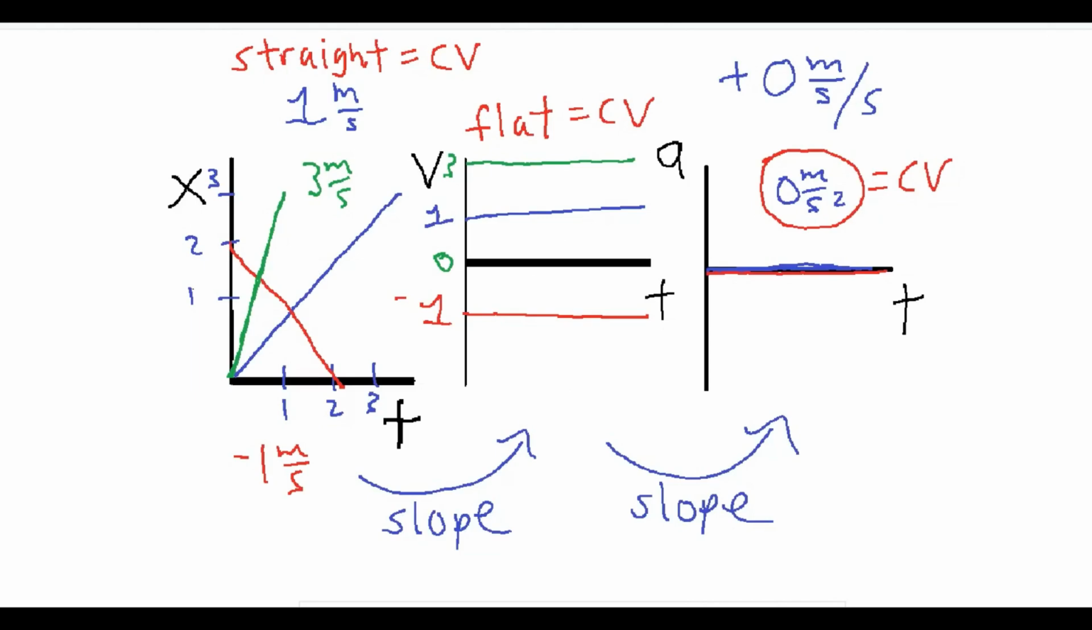Remember, -3 is faster than -1, because negative is just telling you the other direction. So it's still talking about the amount of meters per second, so -3 meters per second would definitely be faster than -1 meter per second. All right, that covers our first portion.